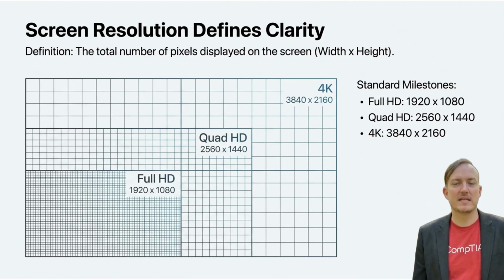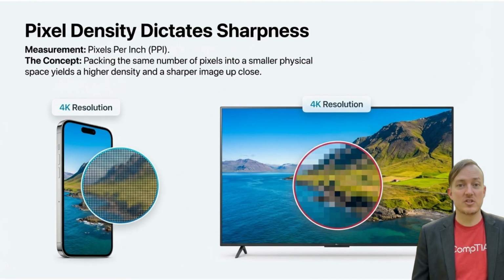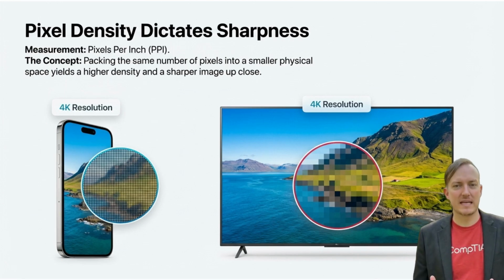Full HD is 1920 by 1080. Quad HD is 2560 by 1440. And 4K resolution is a massive 3840 by 2160 pixels. But resolution alone doesn't tell the whole story. You also need to look at pixel density, measured in pixels per inch, or PPI.